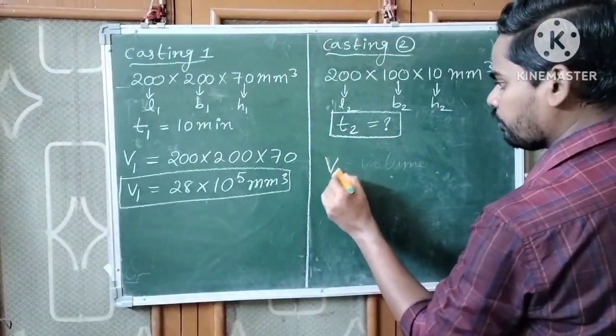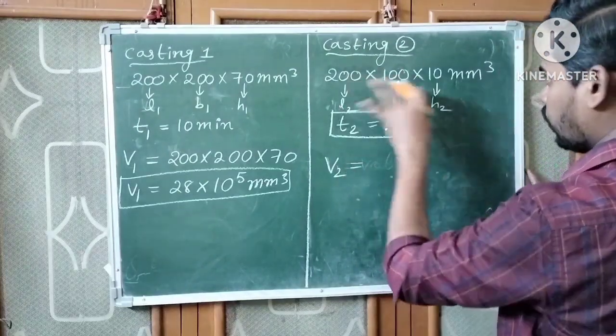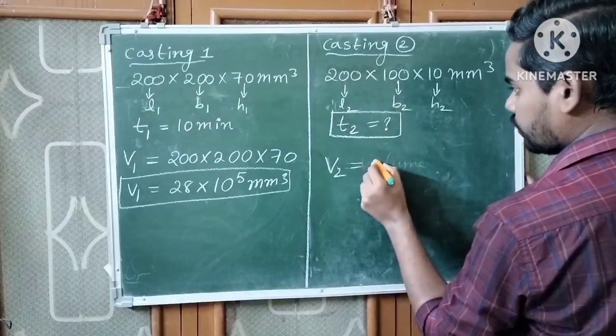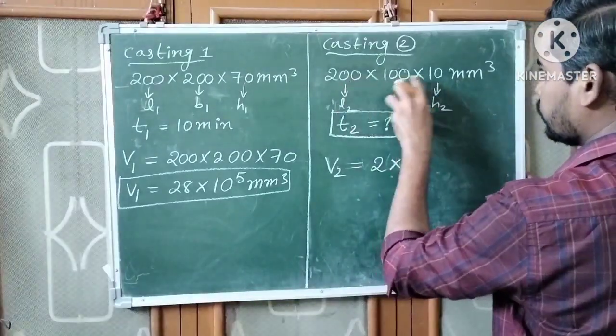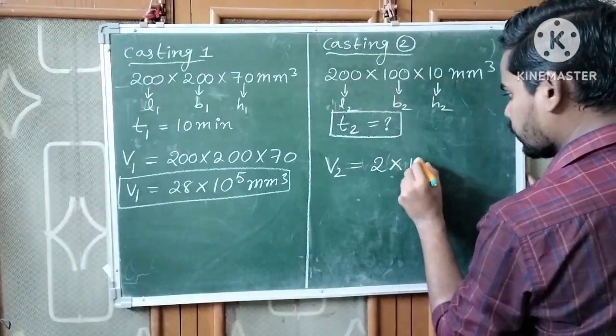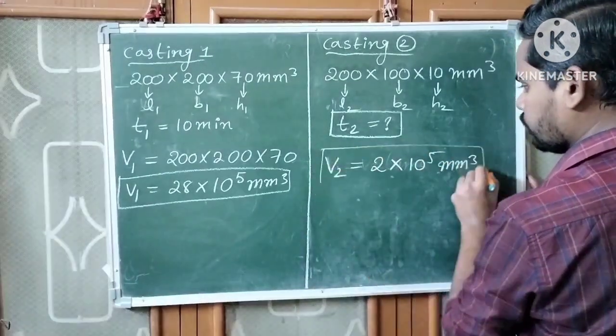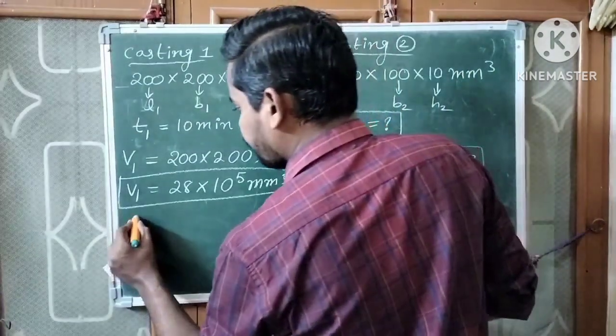And what about volume of casting 2? V2 is equal to volume of casting 2, 200 into 100 into 10. 2 ones are 2 into 0 0 0 0 0. How many zeros? 5 zeros. So 2 into 10 power 5 mm cube. This is volume of casting 2. Next, let us find surface area.